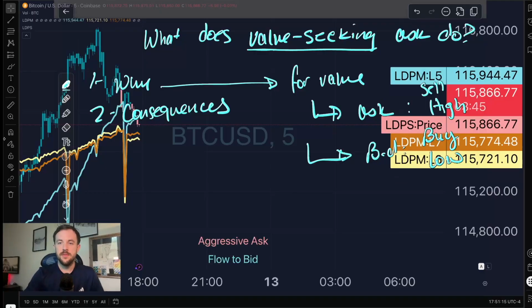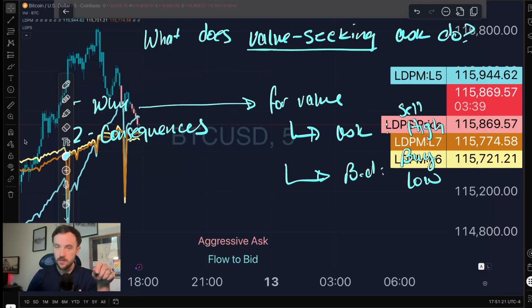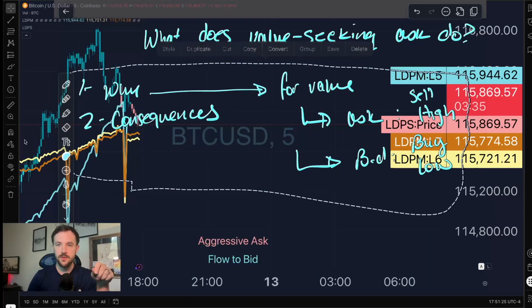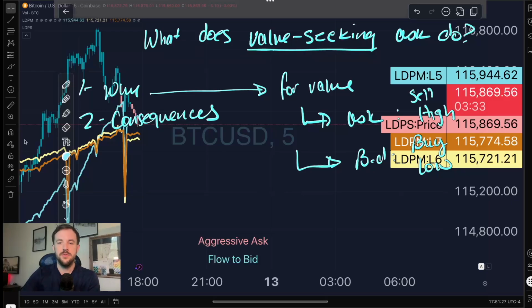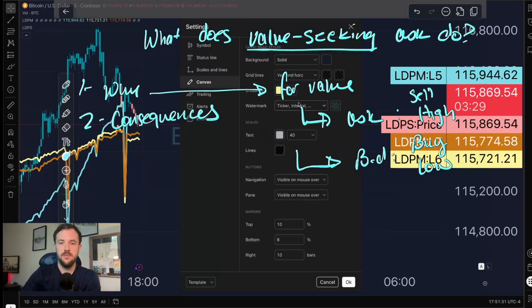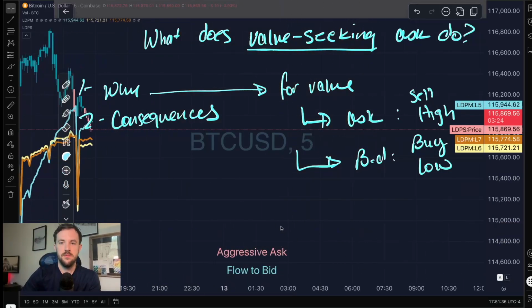I wonder, I hope that's not too annoying with the LDPM symbols. Yeah, a little better, okay.